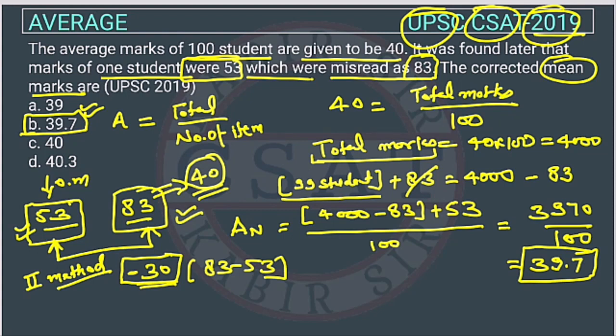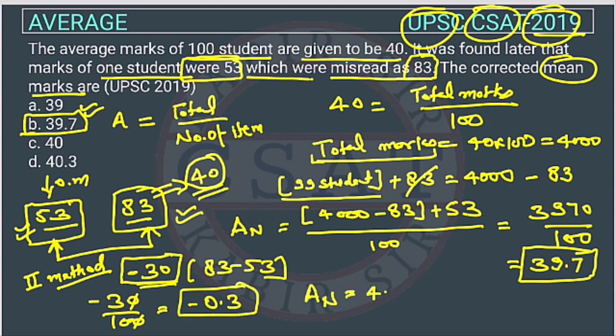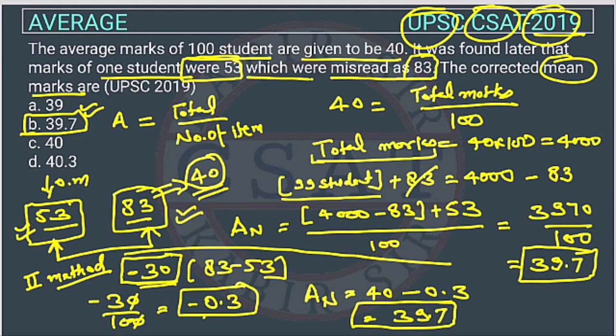Okay, so this 30 marks will get distributed over 100 students, right? So how much marks will one student get? So you have to just divide it by 100. Okay, so it will be minus 30 upon 100. So it will become minus 0.3. So the new average would be the old average, old average is 40, minus 0.3. So this will be 39.7, right? So from this method also you can get the answer, right?